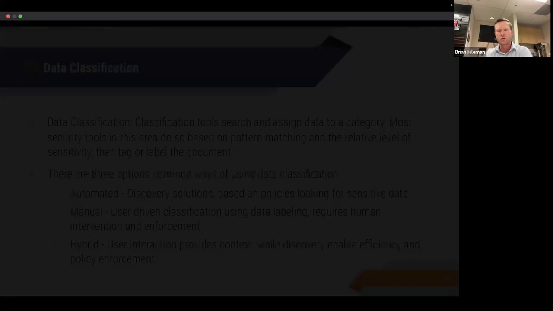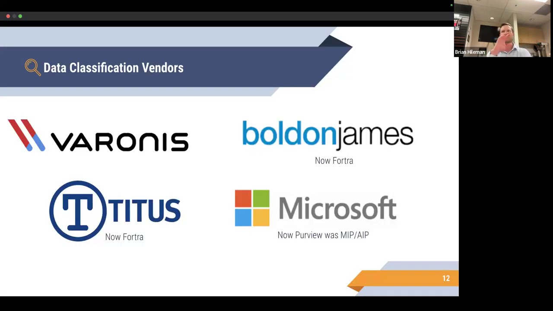So who really came up with data classification? Varonis was, again, one of the big vendors. There were two other big ones, Titus and Boldon James. Interestingly enough, both those vendors got acquired by the same company. I don't know why they bought two data classification tools, but they did. And they're now Fortra. And then the biggest one here, and still the biggest one, is Microsoft.